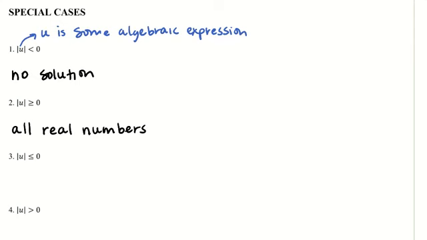When I think about the absolute value of u is less than or equal to 0, well, I know that it can't be less than 0. Less than 0 is impossible. So this really just breaks down to the case where the absolute value of u is equal to 0, which we said last time only happened when the thing we were taking the absolute value of was 0.